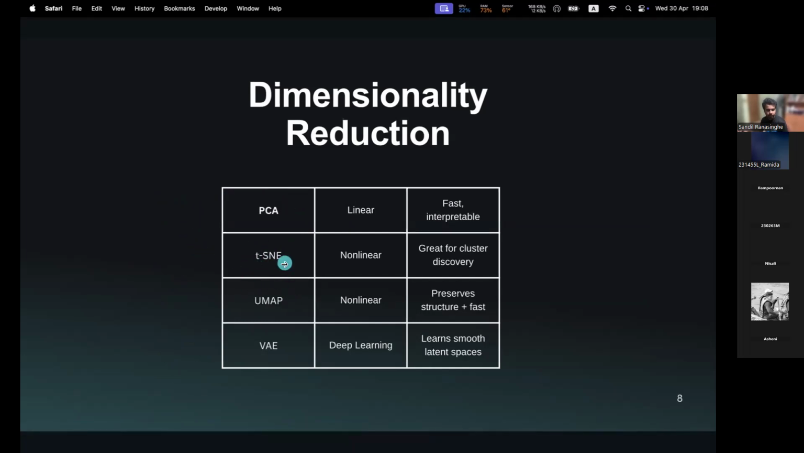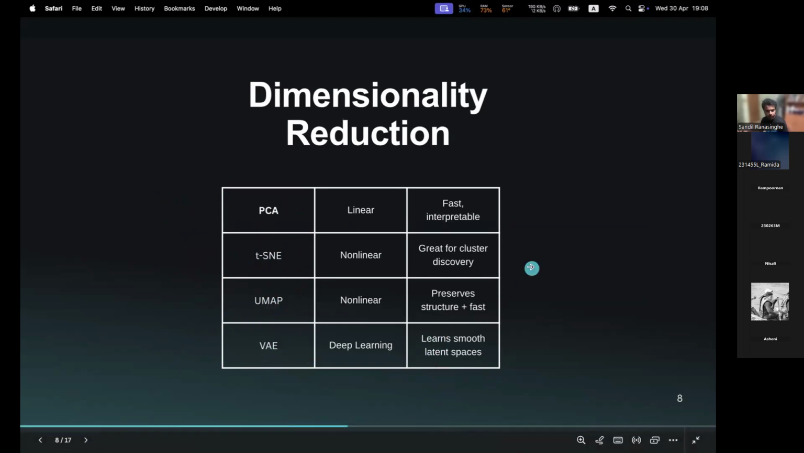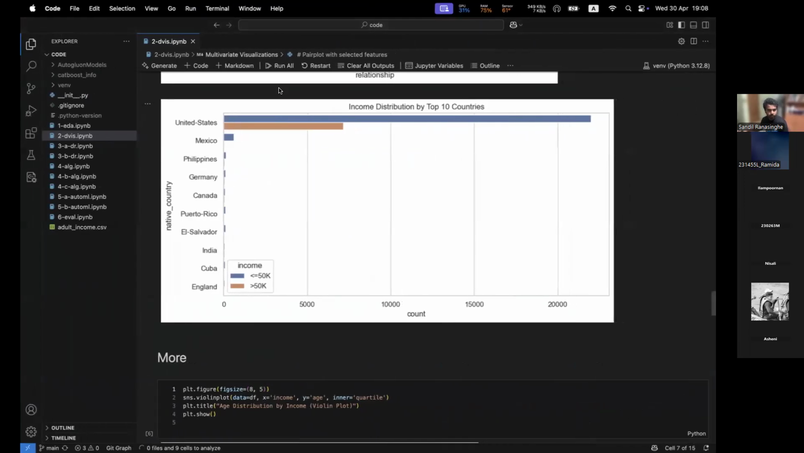But if you want, there are some other methods. So t-SNE is based on t-distributions. It's a statistical method, and UMAP is also another. I think it's an algorithmic method. And finally, variational autoencoders are a deep learning based approach. So we'll take a look again at some of these.